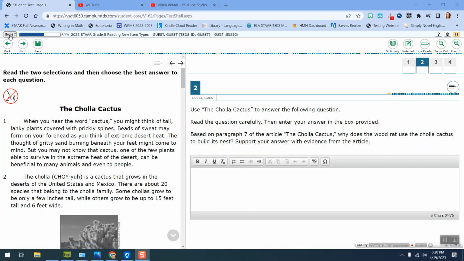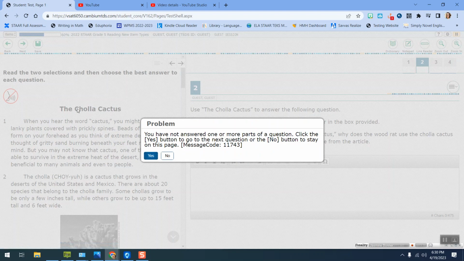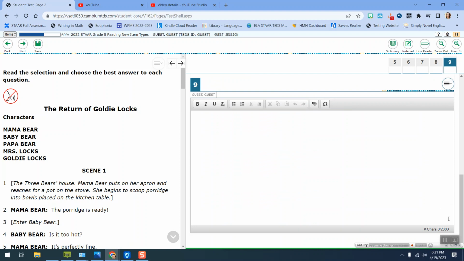So I'm going to go up here to my item list, and I'm going to jump ahead to question number 9 because I know that's where the extended constructed response is, because I peeked before I videoed. On first glance, you can see that this is a very different looking prompt. It has a lot more detail. The instructions are much longer. And if you look at the response box, you have 2,300 characters.